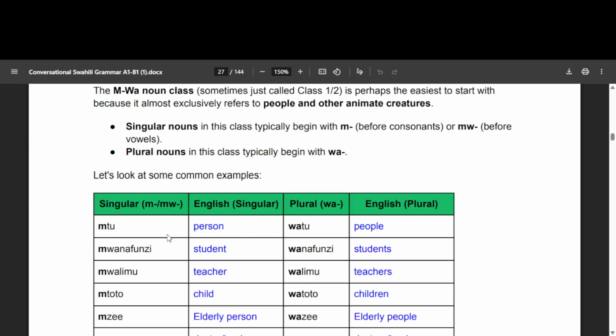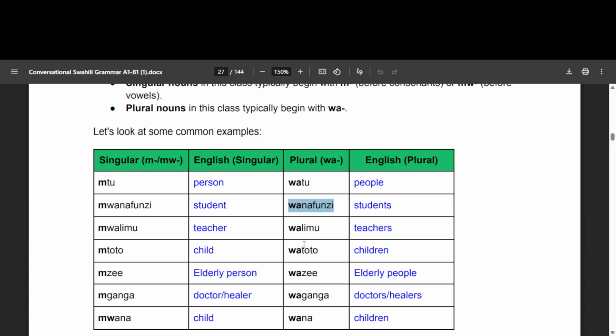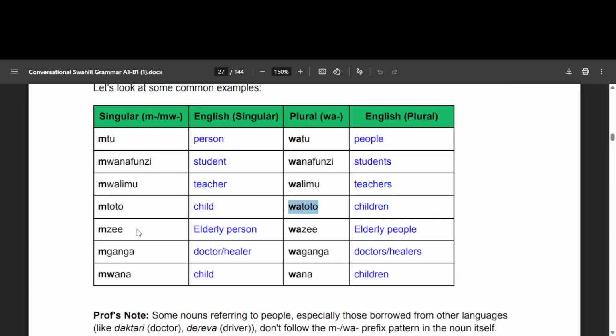Singular words. Mtu is a person, mtu. If they're many, we say watu, people. Mwanafunzi, a student. If they're many, wanafunzi, students. Mwalimu, teacher. Walimu, teachers. Mtoto, a child. Watoto, children. Mzee, an elderly person. Wazee, elderly people. Mganga, doctor. Waganga, doctors or healers.